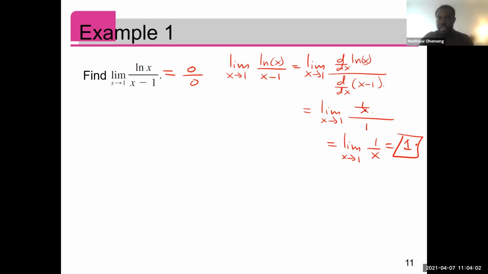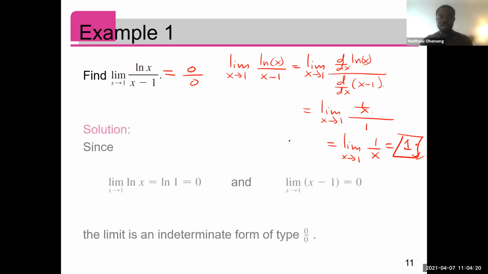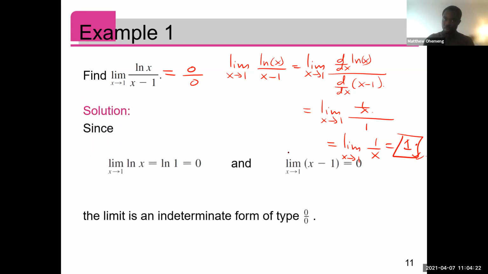So when I got here, when I differentiated the ln of x, I get 1 over x. When I differentiate the denominator, I get 1. So to simplify matters, I get 1 over x. And then I try plugging in again. For the limit as x approaches 1 of 1 over x, that's just 1 over 1, which is 1. And this one has no problems. That's my answer. So the PowerPoint is just going to give us notes on this solution.